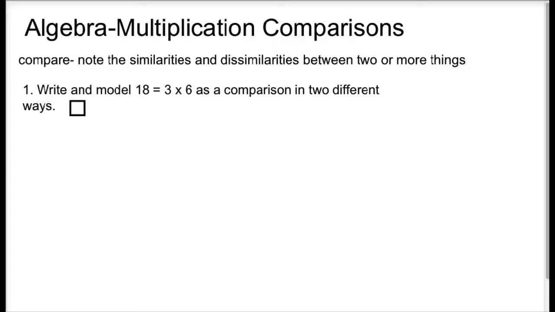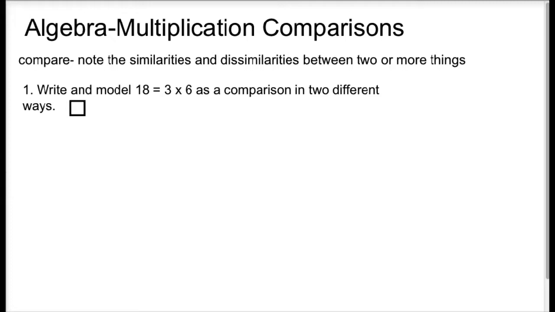Today we are going to be working on algebra multiplication comparison problems, and we are going to look at what it means to compare, just like we did when we looked at them for subtraction and addition problems. When we are comparing, we are noting the similarities and dissimilarities between two or more things, kind of like you would do in reading class with a Venn diagram, comparing and contrasting what is alike and what is different. So we are going to do something similar but apply that to math.